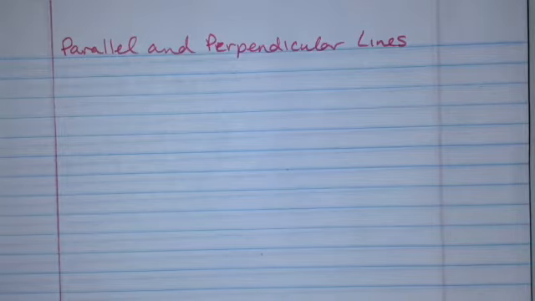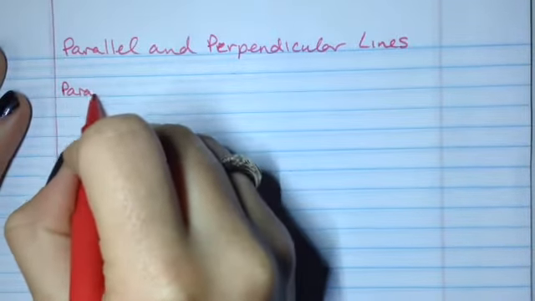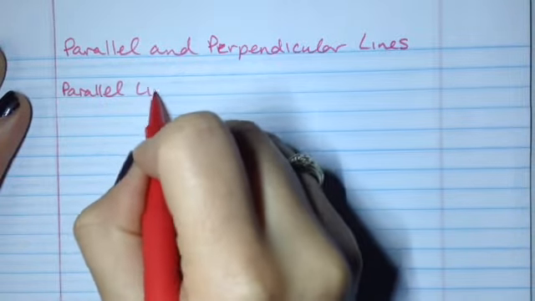We're going to review parallel and perpendicular lines. Now there are specific things about the slopes of these types of lines that we need to know to understand the full algebra concept. So the first type of line we're going to talk about is our parallel lines.